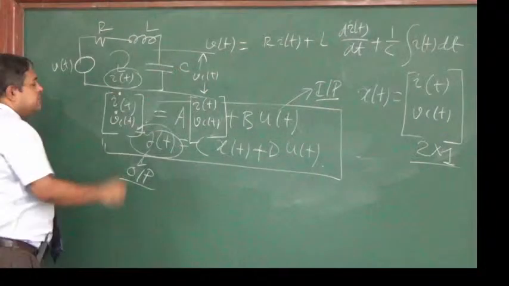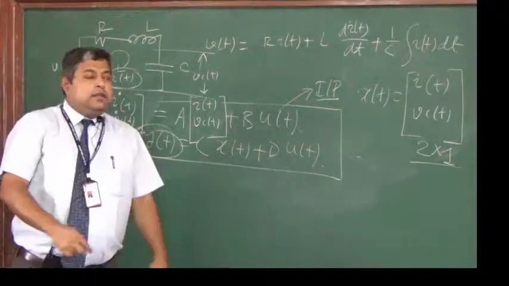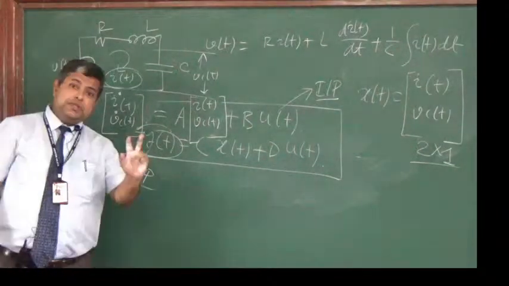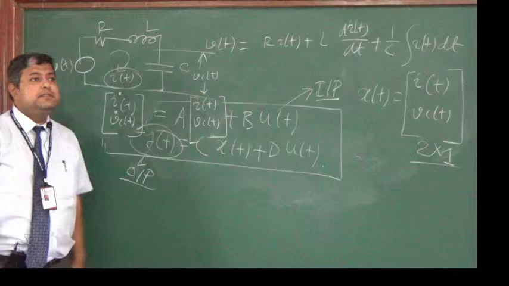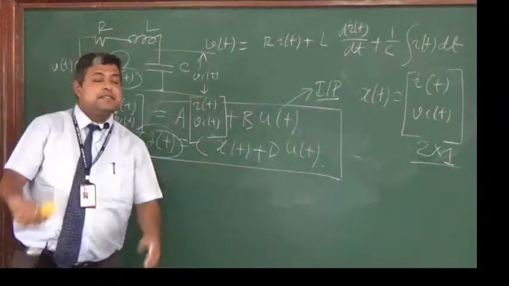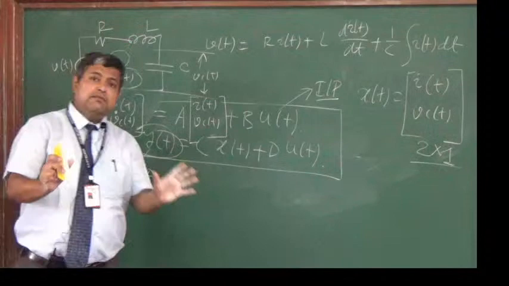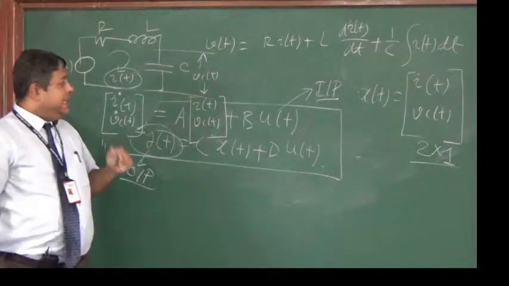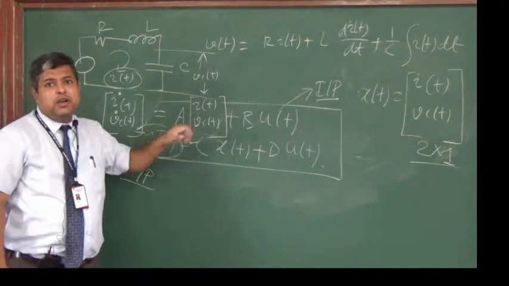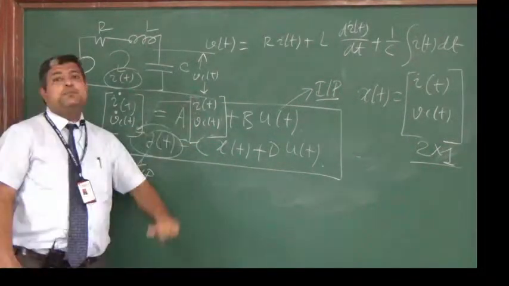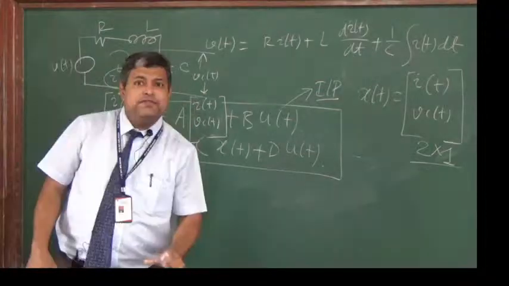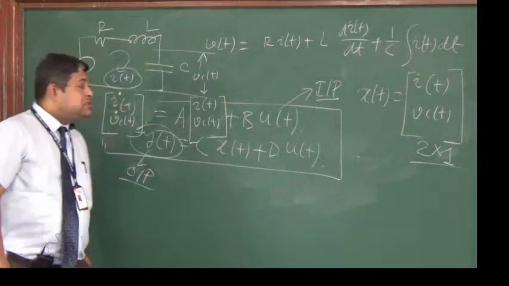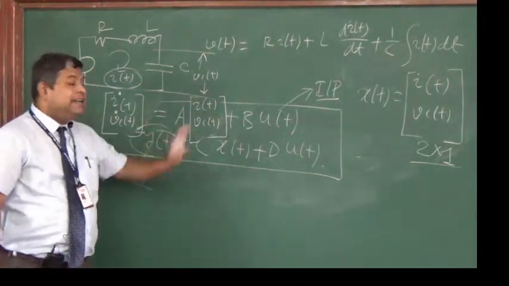Again I'll repeat: for this system I have defined two state variables, current and capacitive voltage. Somebody who wants current and inductive voltage, welcome, nothing wrong. In this case the state variable x(t), because this is the model formulation, is represented by a set of parameters in vector form. So this is the vector representation of the state variable parameters: i(t) and v_C(t).